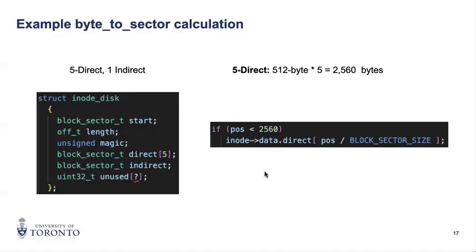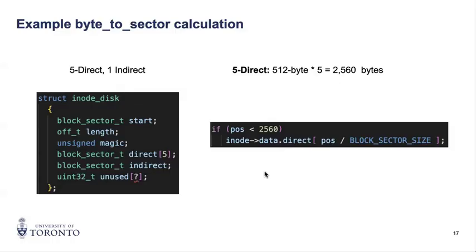And you also have indirection, which means some sectors may store pointers, and how do you navigate them? So you need to update the byte to sector function, and whatever offset or position you give it, this function should return which sector it belongs to.